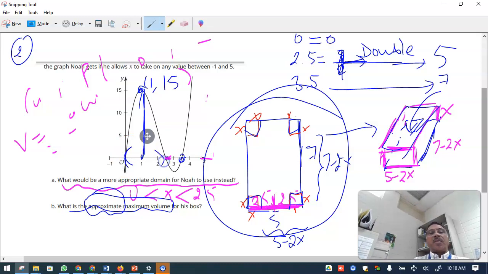The domain is from 0 to 2.5, until 2.5. Hope that helps. Let's go to the next.